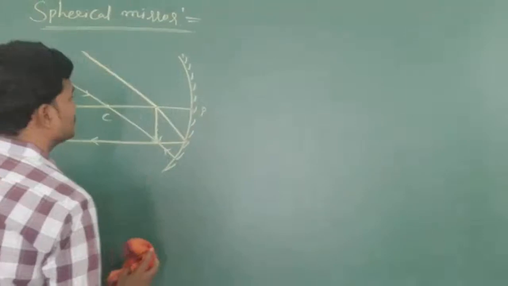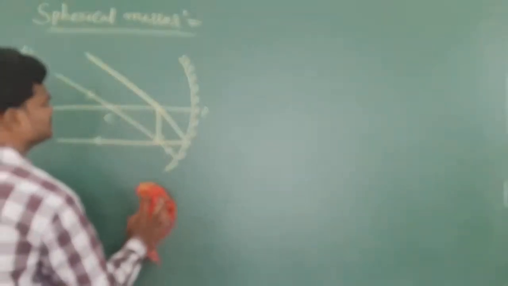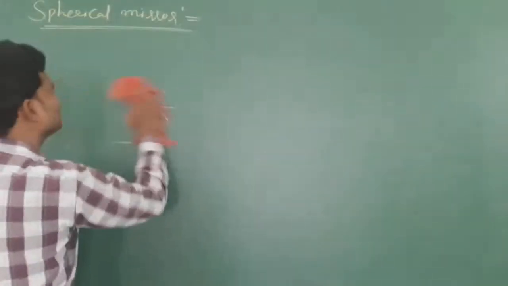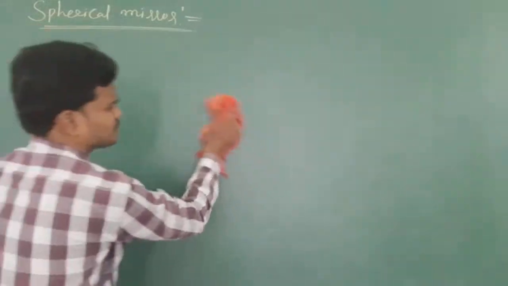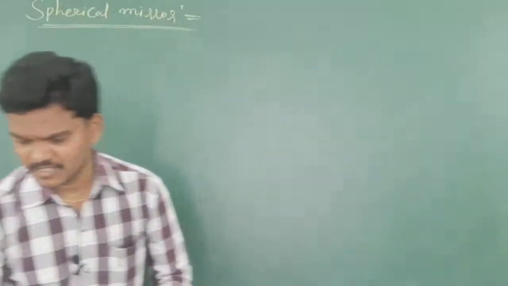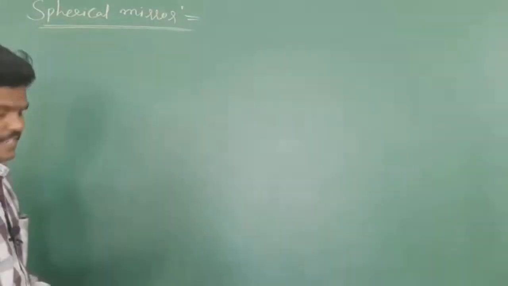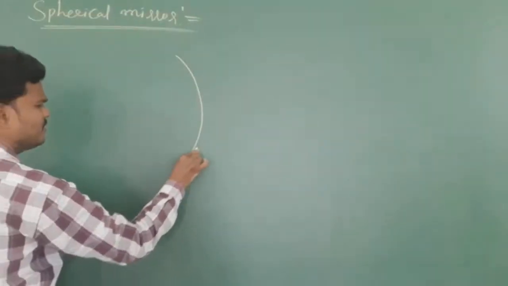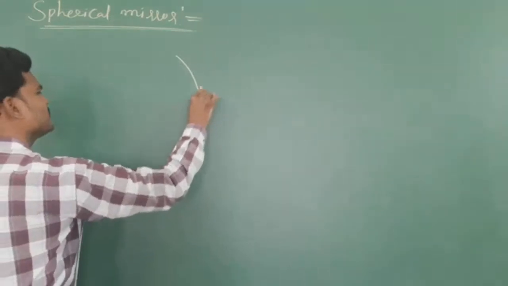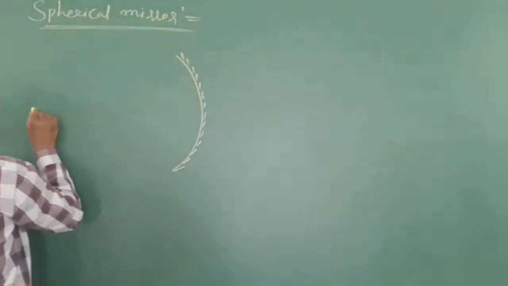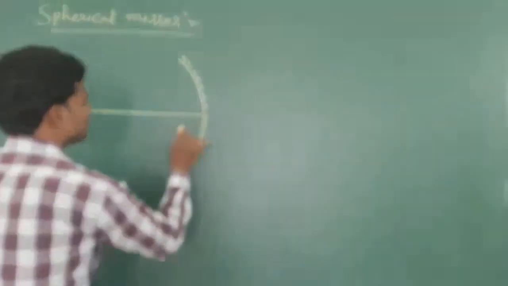Write down, draw one more diagram, speed up. Let us place the object between infinity and center of curvature. So write down the next point. Let me place an object between infinity and center of curvature.